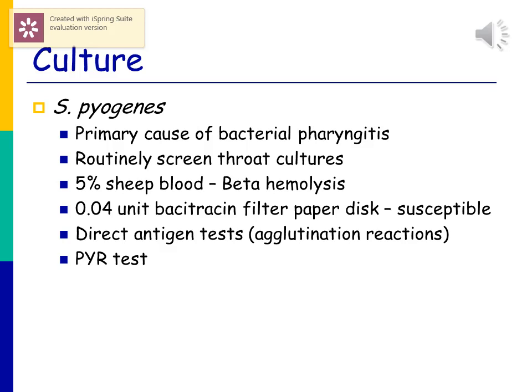Strep pyogenes. You can do direct antigen tests, agglutination reaction types of tests from your specimen. If you get agglutination, that means that Strep pyogenes is there. So that would be a more rapid test, so you don't have to wait overnight for culture. And you can do PYR testing on suspected colonies.